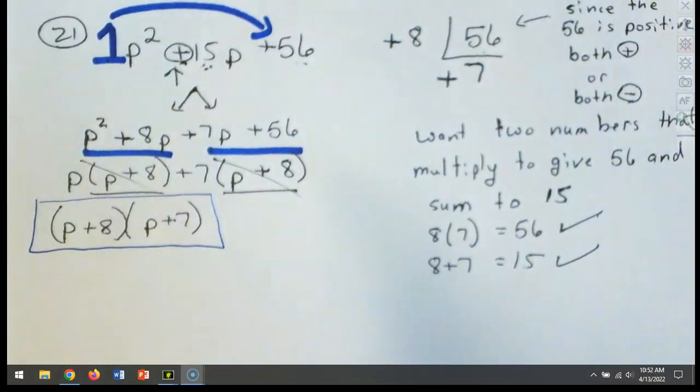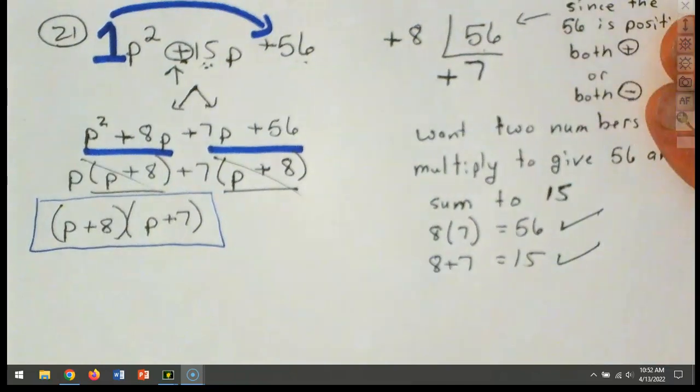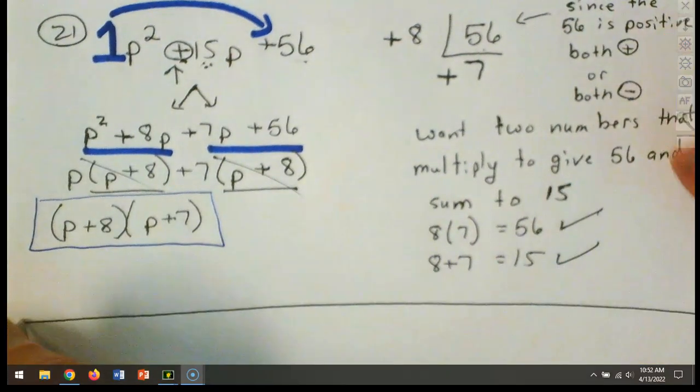The hardest part is always splitting up the middle. Once you understand that concept of how to get them to multiply together and add together, it's not difficult. And then it's just factor by grouping, and it's easy. Sometimes, though, trying to find the numbers can be a little bit of a challenge.